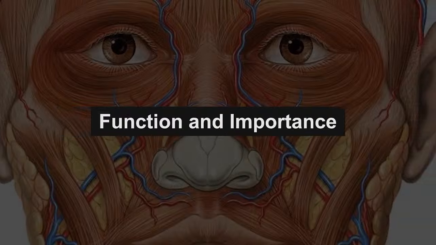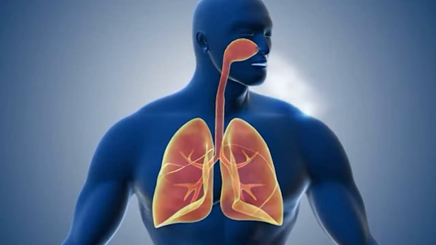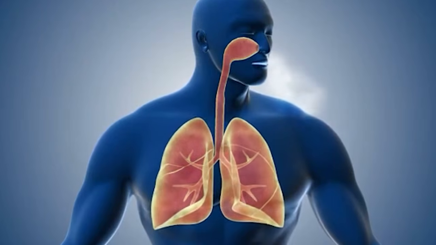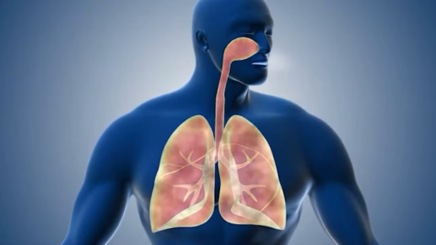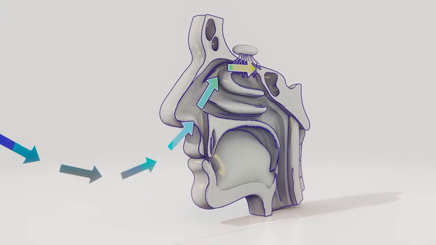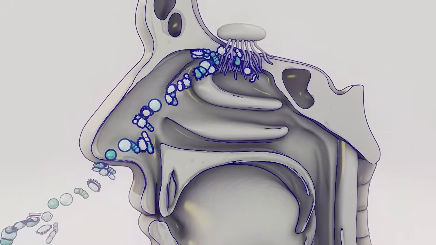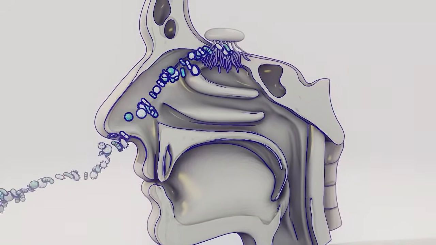Function and importance. The nose is not just an entry point for air, it is a multifunctional organ that plays an essential role in protecting and supporting the respiratory system. Its design ensures that the air we breathe is clean, warm, and moist, which is important for lung health. It also acts as the first line of defense against airborne threats like dust, bacteria, and viruses.